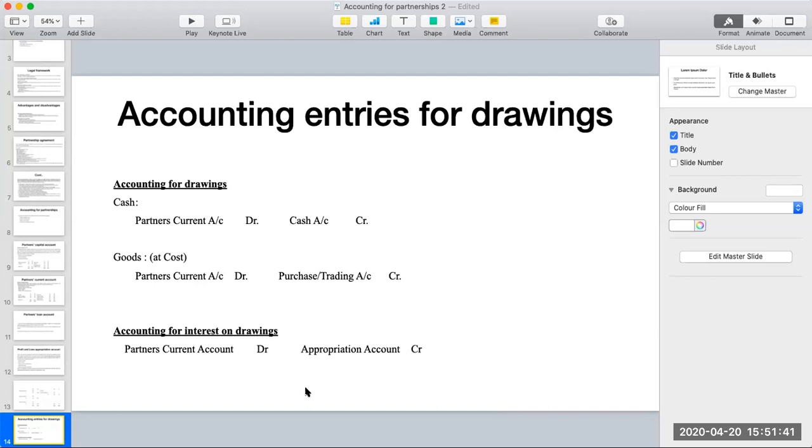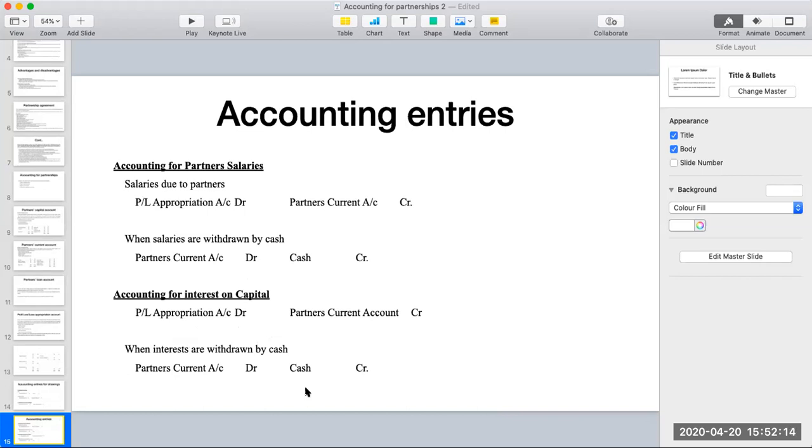P&L appropriation account means it's the same as the P&L. How the accounting profit that we calculated up to now, apart from the transactions that have taken place between the partners, is distributed among the partners. Therefore, this interest on drawings means it's like a receipt to the business. The income of the business will be increased by this amount. Therefore, appropriation account is credited.